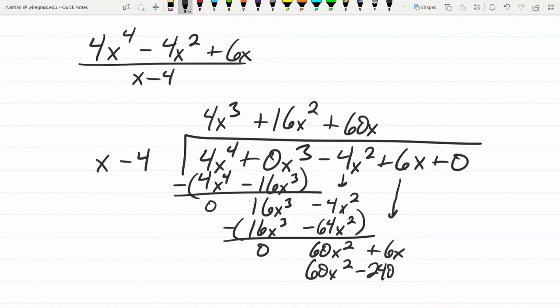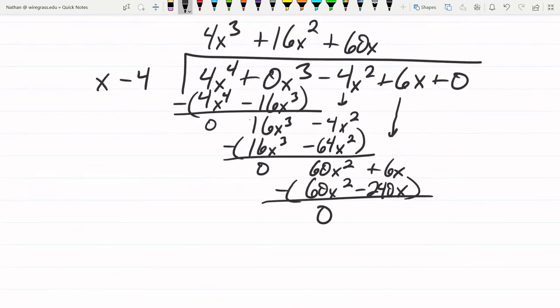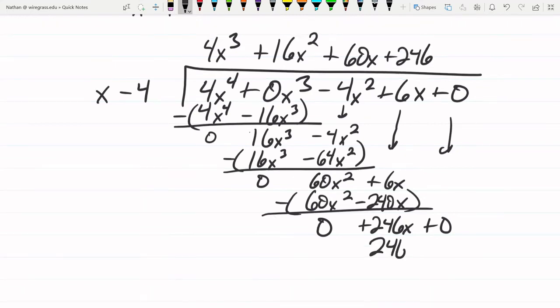Minus 240x, then subtract. That gives us 0 and plus 246x. The final one, we don't actually have to write the 0, but just to keep the process, 246 divided by x is 246, and we multiply it through. 246 times negative 4, do that on a calculator, negative 4 times 246 gives us negative 984. Subtracting it gives us positive 984 for a remainder.